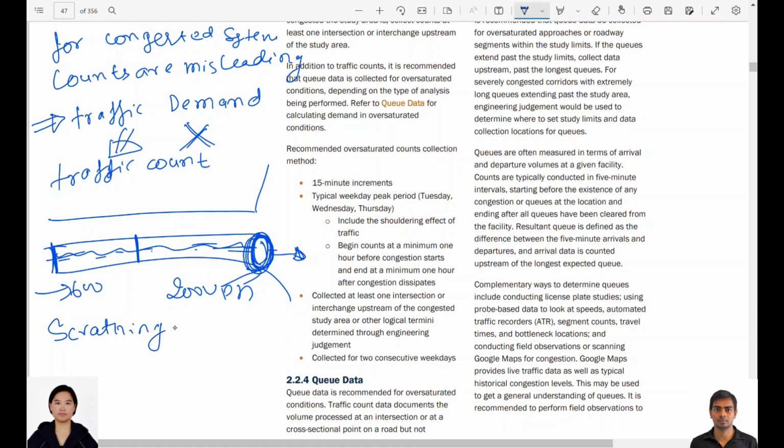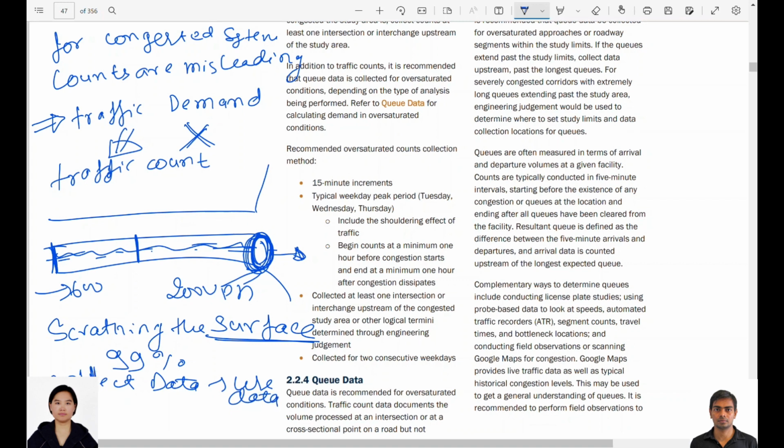This is not the complete issue of traffic demand versus traffic count, but I'm very happy that somebody has thought this through in the manual. This has not been a traditional focus point, the difference between demand and count. Traditionally, in 99% of cases, we go and collect the data and we use the data directly in the models. However, when we are working with oversaturated conditions, then we need to be more careful.